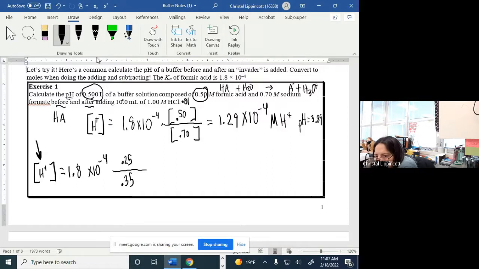This is 0.01 liters, right? Times 1 is 0.01. Okay? Now, here is how you do the method. Are you listening? This is an acid, right? This is a strong acid. So you added that. So we're going to add it to the acid. And we're going to subtract it from the base.